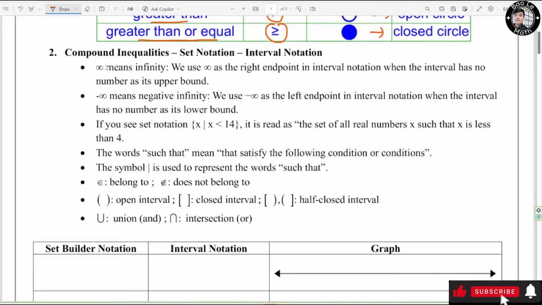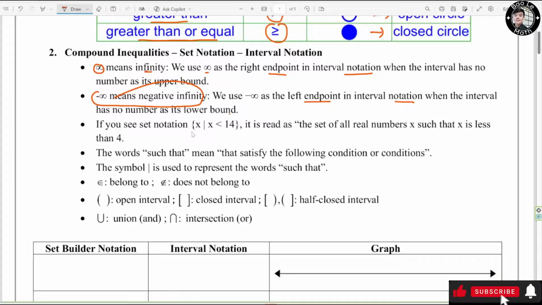Now next, we're going to talk about compound inequalities, set notation and interval notation. This symbol right here means infinity. We use infinity as the right endpoint in the interval notation when the interval has no number as its upper bound. We're going to use negative infinity as the left endpoint in the interval notation when the interval has no number as its lower bound.